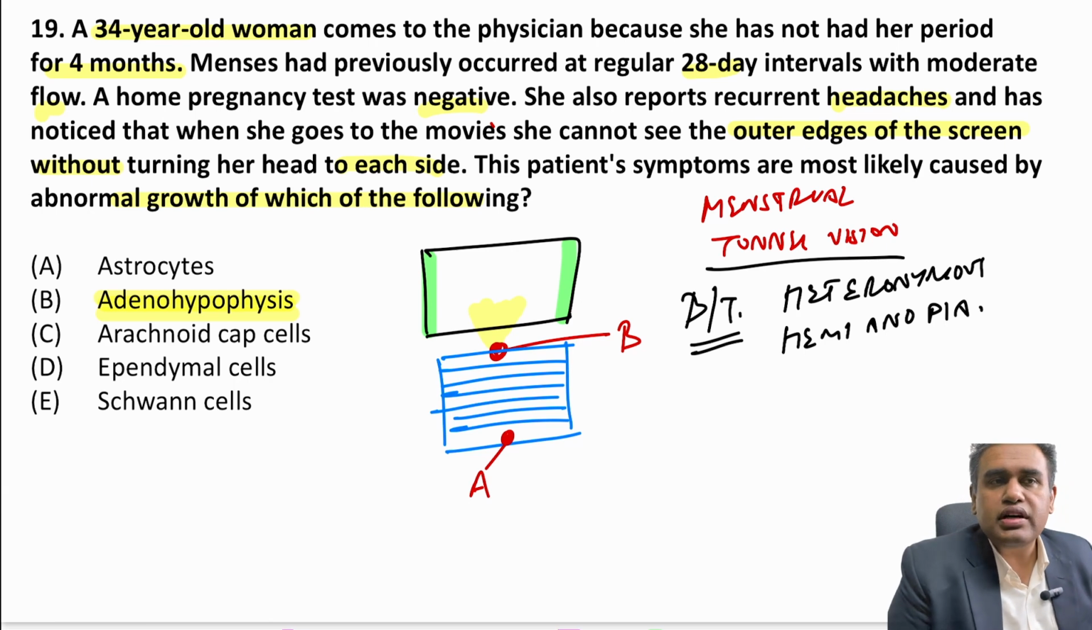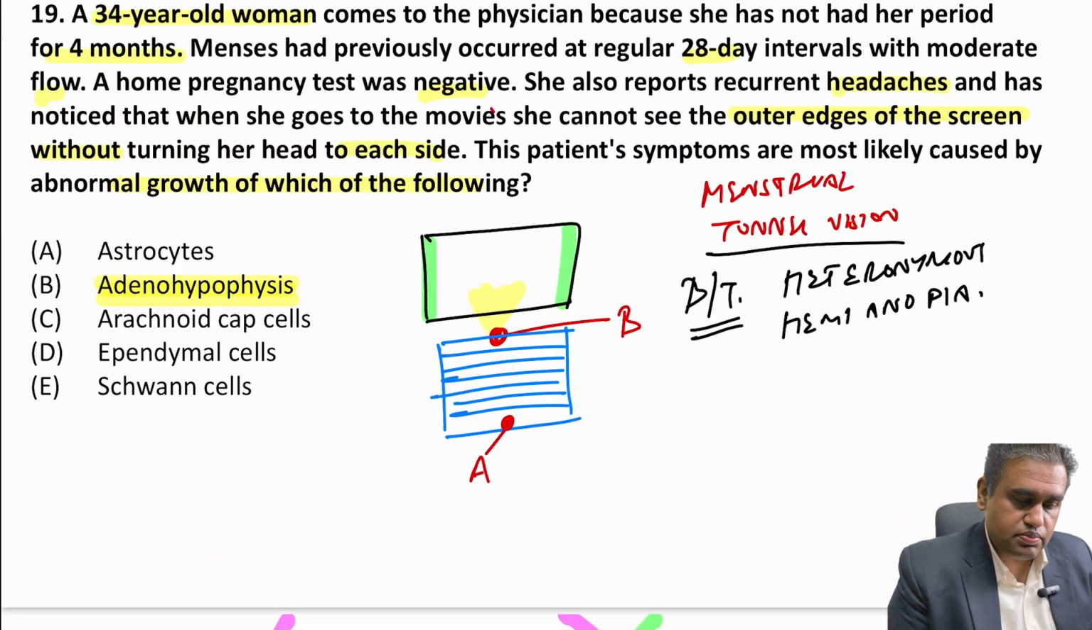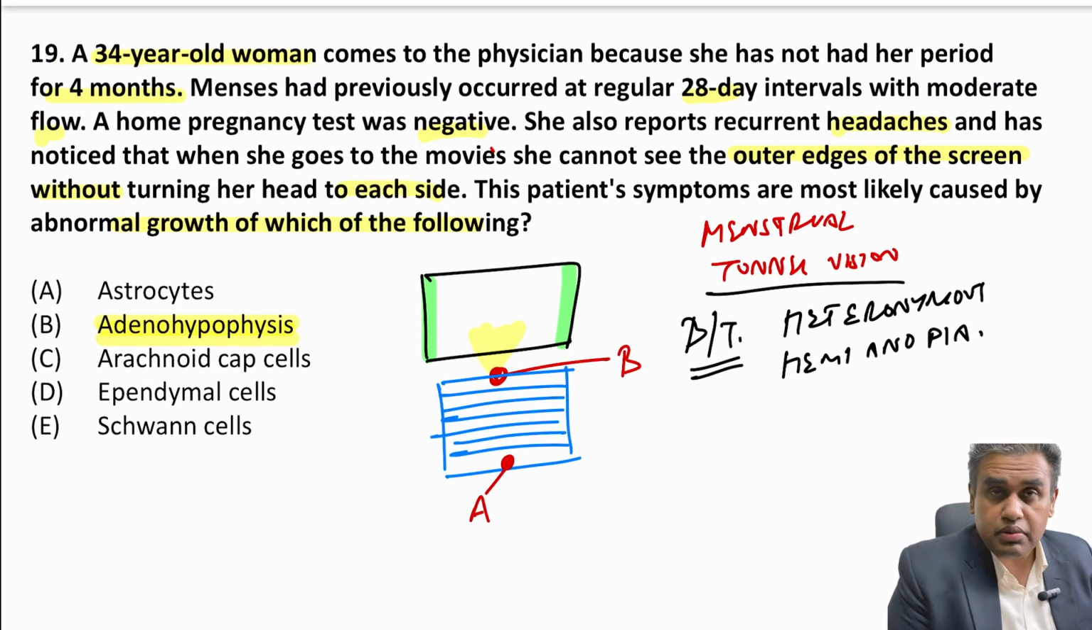So it is a pituitary gland issue, and it is due to the increase in the size of the pituitary gland that it is compressing the middle fibers, or the medial fibers, of the optic chiasm from below, and they are compressing those red nasal hemiretinal fibers, leading to tunnel vision. And why the pituitary gland? Because there is a problem in the menstrual history also. Pituitary gland, remember, gonadotrophins, and then this issue. If you look at the other options, astrocytes, arachnoid capsule, ependymal, Schwann cell, you are not able to explain it.